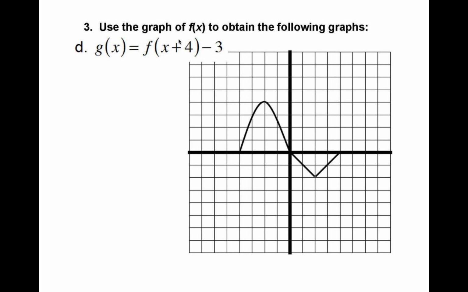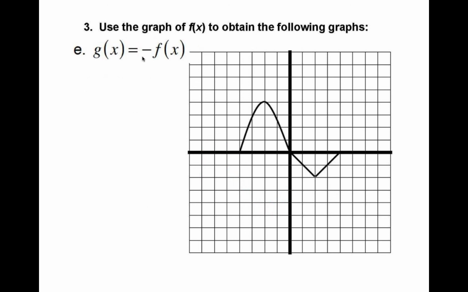For D, you're going to go opposite and same, so that's going to be left 4 and down 3. So starting here, you go left 4 and then down 3, put the dot, and do that for each point. Left 4, down 3, left 4, down 3. So you get your U and your V.